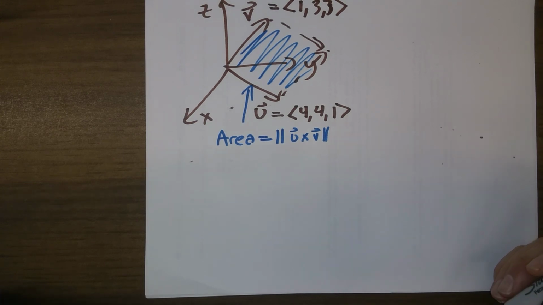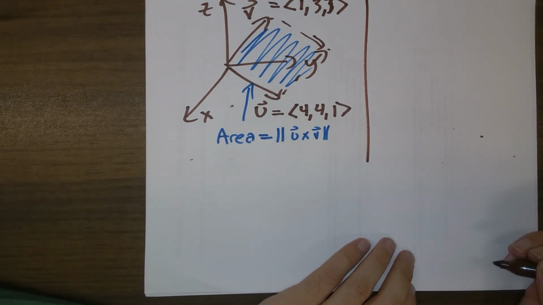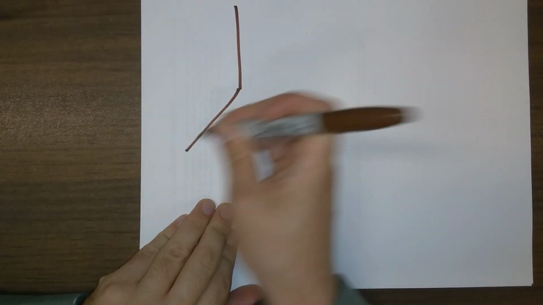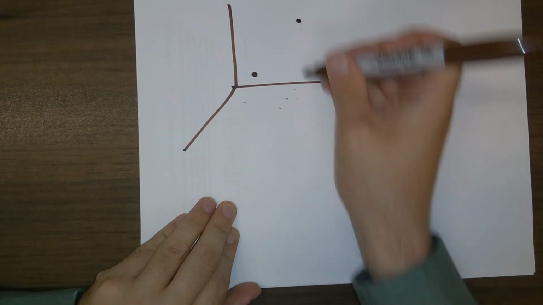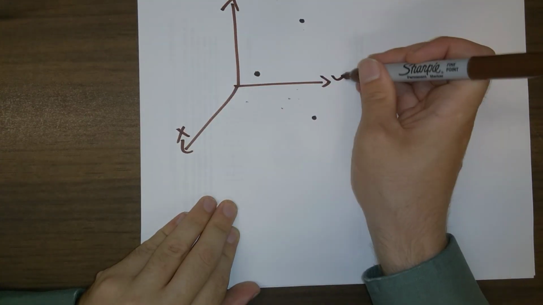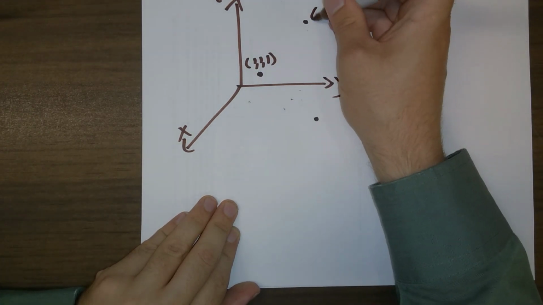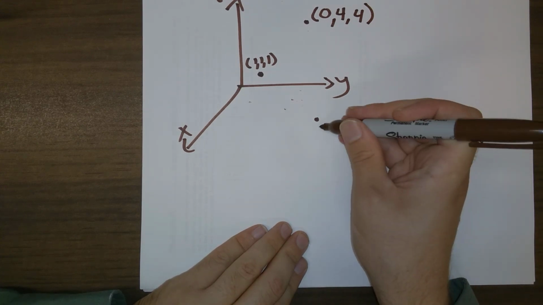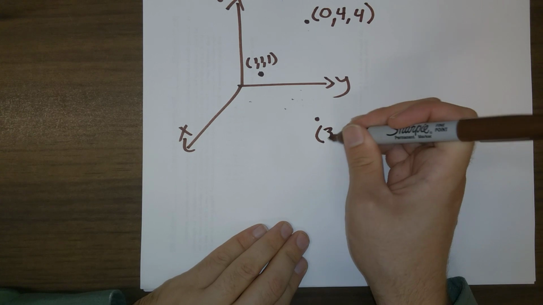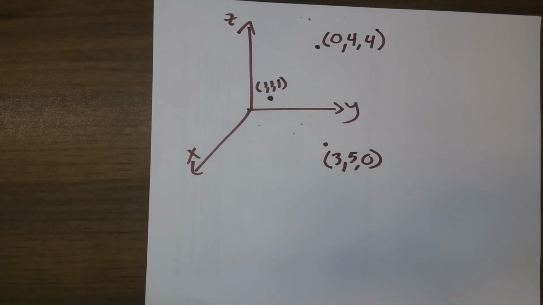Sometimes you'll see something about triangles with these kinds of problems. So let me show a problem I just make up on the spot here. Let me give you 3 different points lying around in 3-dimensional space, x, y, z. I'm just going to make this up on the fly. Let's say that this point here is 1, 1, 1. This point here is 0, 4, 4. And this point here is 3, 5, 0. So we have these 3 points floating around in 3-dimensional space.